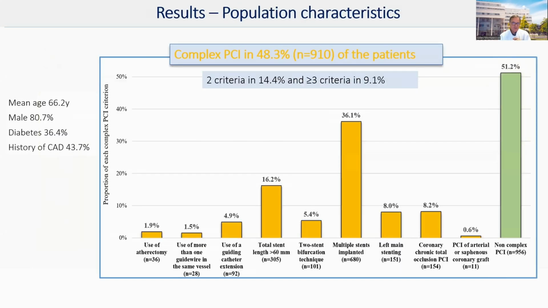And what you can see here is that we had roughly 50% of this population with complex PCI and 50% of patients with, let's say, non-complex PCI in Alpheus. But some patients had several criteria for complex PCI. 15% of patients had at least two criteria, and 10% of patients had 3 criteria. And we looked also at the subsets of patients to evaluate the same comparison for the highest risk patients in terms of complexity of PCI.